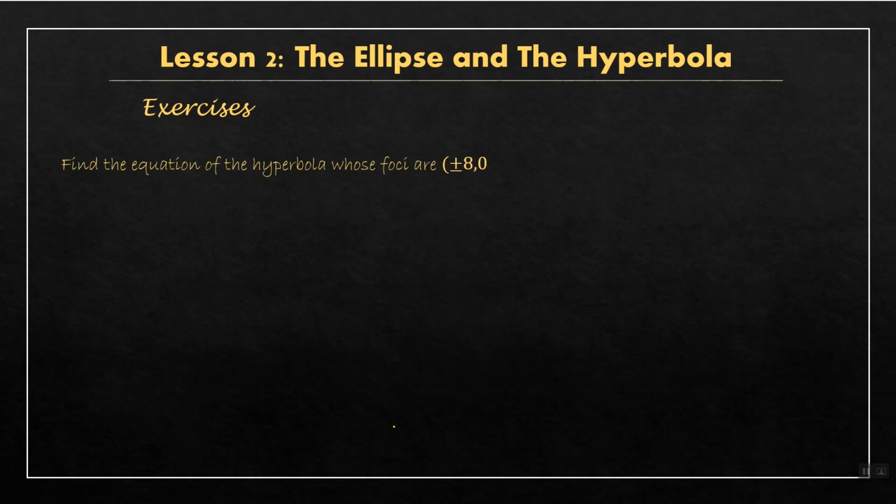Let's do the last question. The last question says, find the equation of the hyperbola whose foci are plus minus 8, 0, and the asymptote is y equals x. Now notice that this asymptote means a and b are equal, and actually it's going to be the same as the previous example. So let's see how we find it.